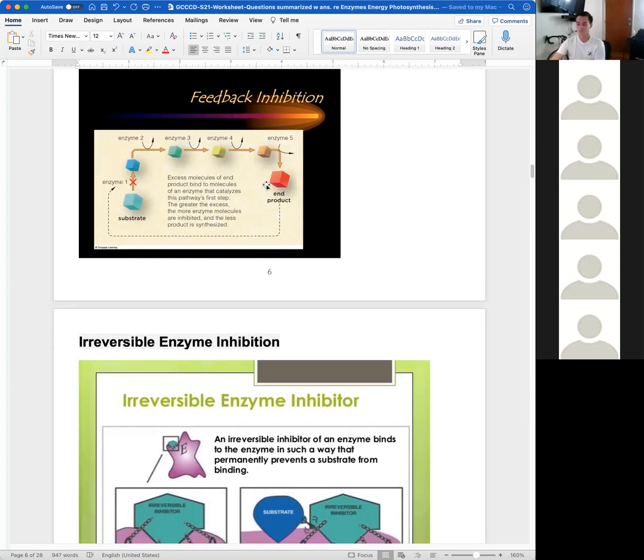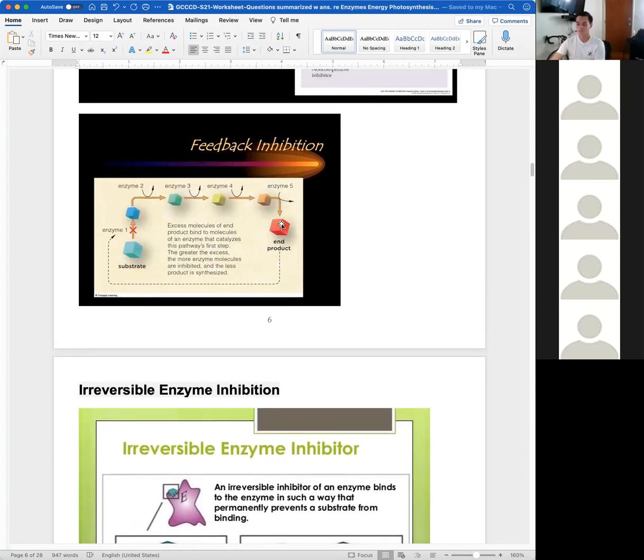If there's a need for this product, then the product that's bound to the enzyme will go away and go to wherever it's needed, and this enzyme will then be active, and the pathway starts to run again. So it's entirely a function of need. The more is needed, the more the pathway runs, the less is needed, the slower it runs, or if none is needed, it will shut down completely.